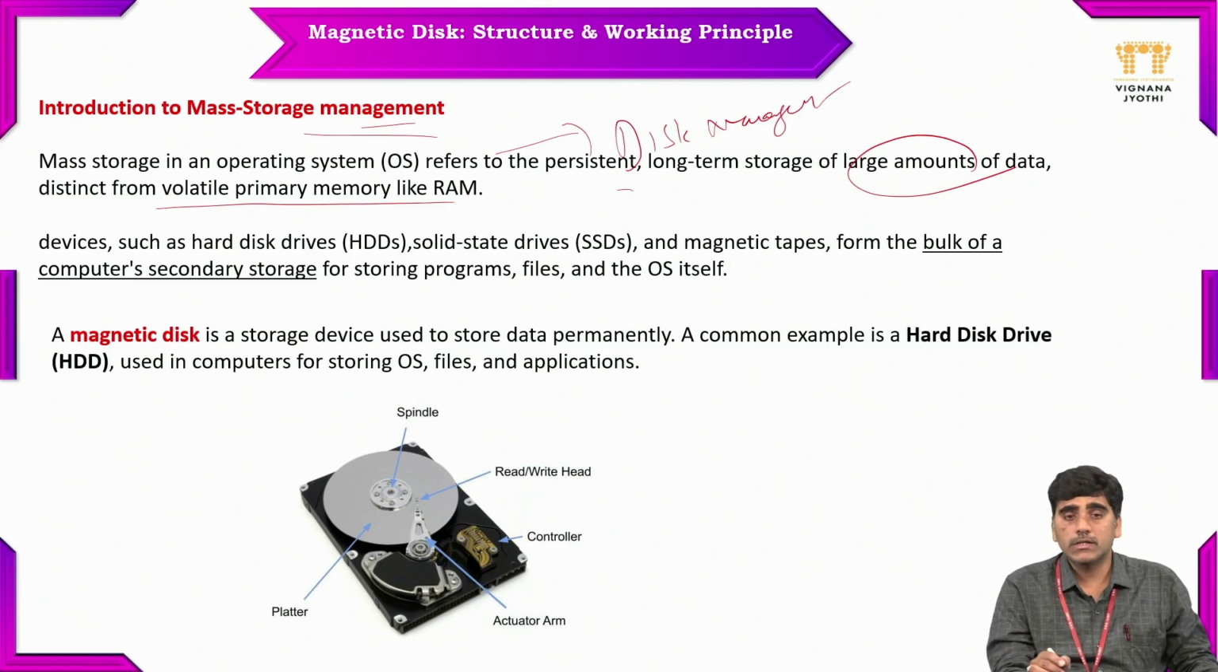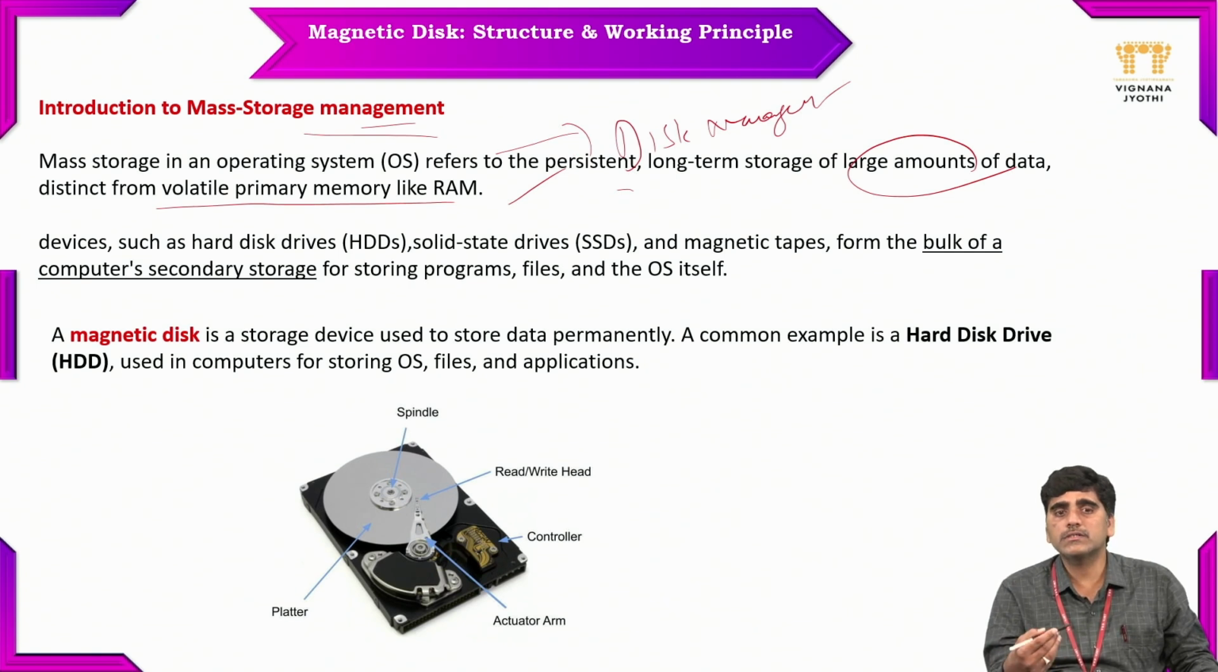So we can call it secondary memory, where we can store a large amount of data for the long term. Suppose you have a pen drive or an external hard disk, you can keep data in long-term storage there. Mass storage is where we can store large amounts of data in the long term, completely different from volatile primary memory like RAM.